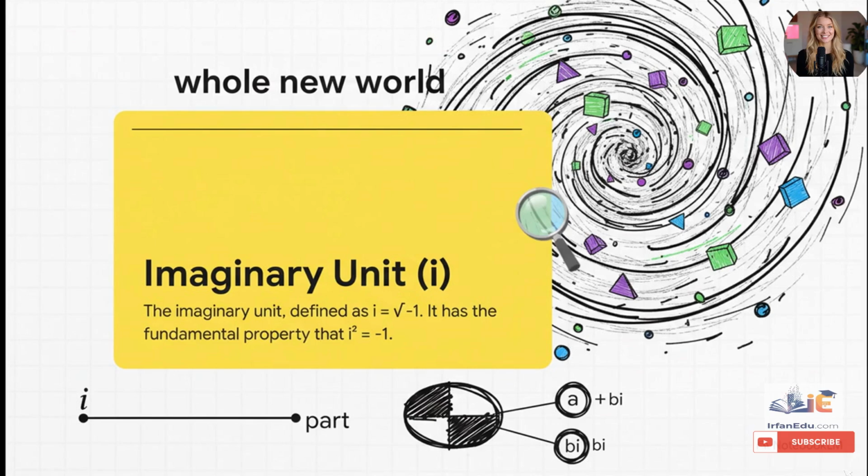Mathematicians just defined a new number. They called it i, and they gave it one simple, elegant rule. i squared equals -1. And just like that, a whole new dimension of math opened up, where every number has two parts, a real part, a, and an imaginary part, bi.